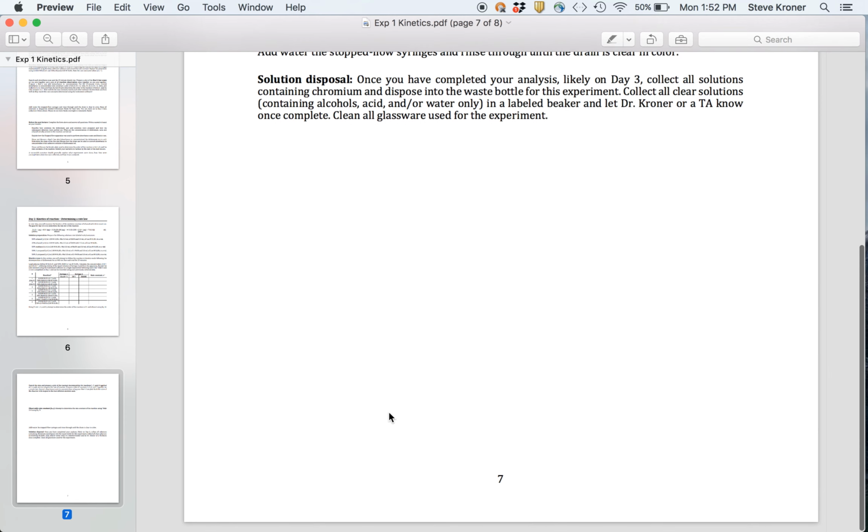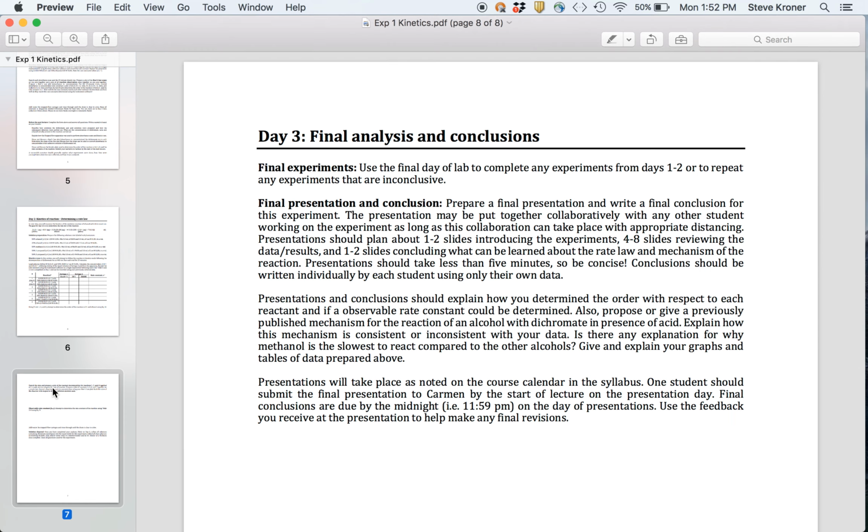I feel like there's a page missing. I don't know where page 8 went, but there's a page 8 somewhere.